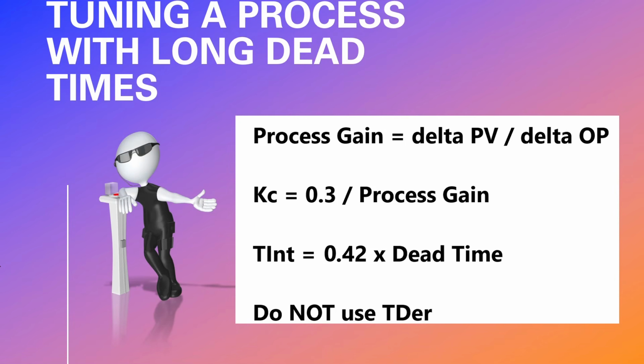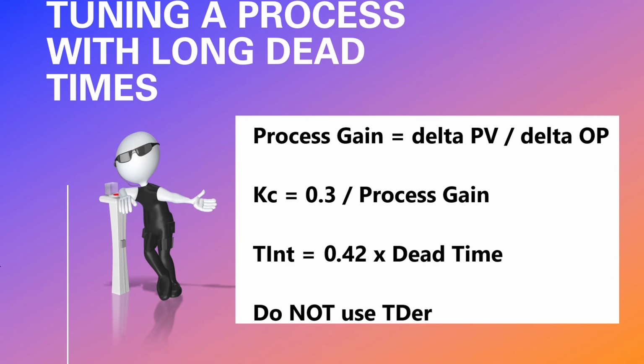This is the set of equations. You need to calculate the process gain, which is always going to be the change in process variable divided by the output percentage that caused it to change. You're then going to take 0.3 and divide it by the gain of the process that you've just calculated in order to get the gain value of your controller. My integral time is going to be 0.42 multiplied by the dead time, or 42% of the dead time, and we're not going to use derivative action at all.